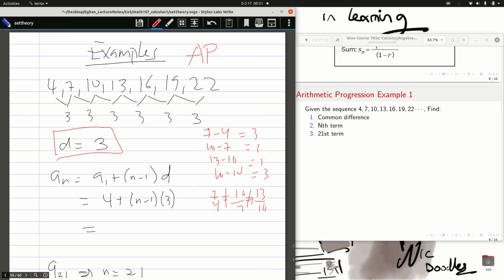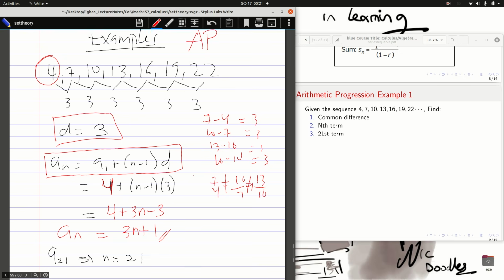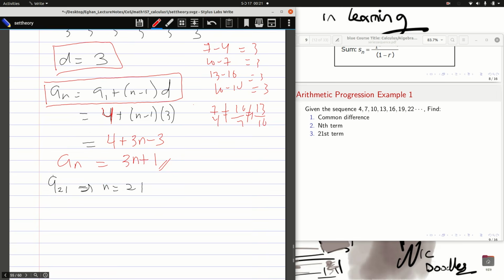To find the nth term, we've already seen this formula here. So I do a quick substitution. A1 is the first term, 4. D is 3. If I expand this, I have 4 plus 3n minus 3, and that gives me 3n plus 1. That is my nth term now. And the 21st term means that wherever you see n, you substitute 21 into it. And so I have 3 into bracket 21 plus 1.